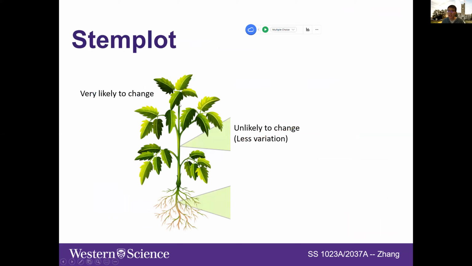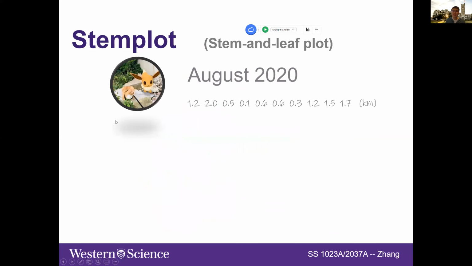And because it is the stem, we believe that it's less likely to change, which means there's less variation we would observe in the stem. On the other hand, the leaves are very likely to change because there are so many branches, and also there's a lot of variation between different leaves. So the idea is pretty much the same here.